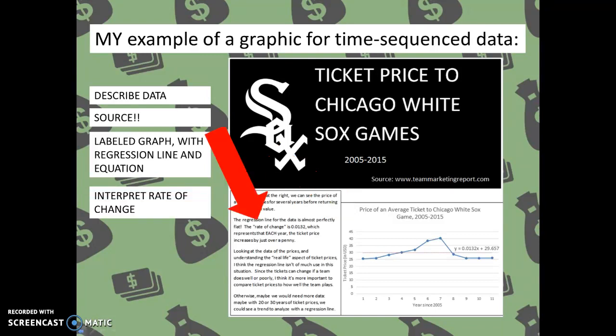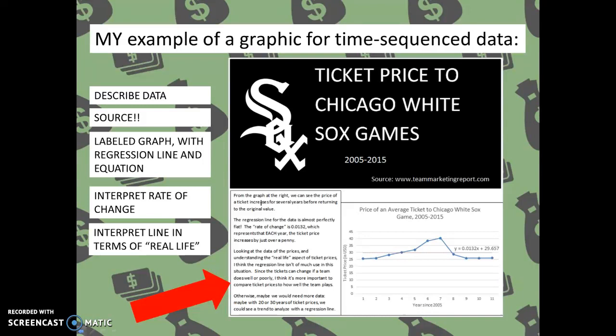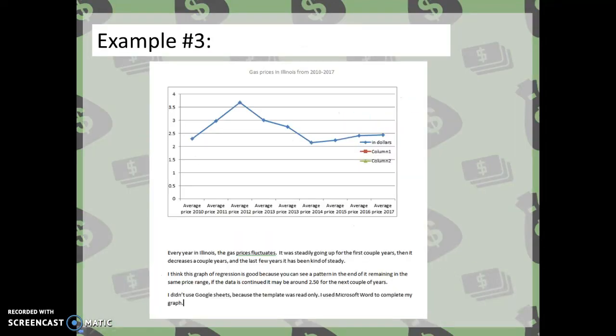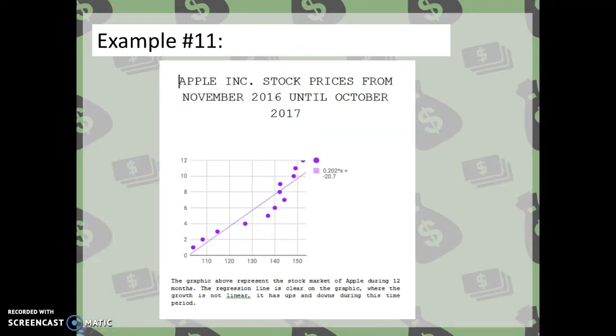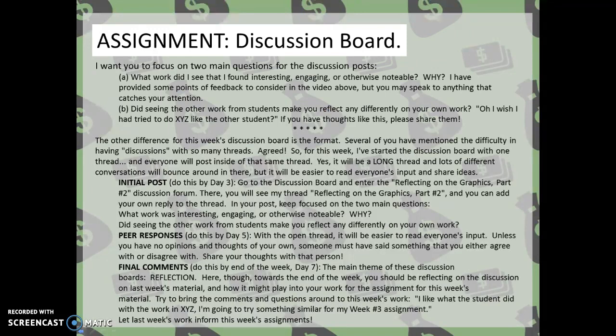I'm interpreting the rate of change. We talked about this in one of the week 2 videos, that the rate of change means something, and here I'm trying to tell you what it means in terms of my scenario, the ticket prices, and then also I'm trying to put that into like, hey, does this line make sense? Yes or no? Should I predict with it? And that sort of thing. So those are the 5 things that I kept at the top of my mind when I was creating a graphic. And as you have a chance to look through all the graphics from the class, I want you to keep those things in mind as well.